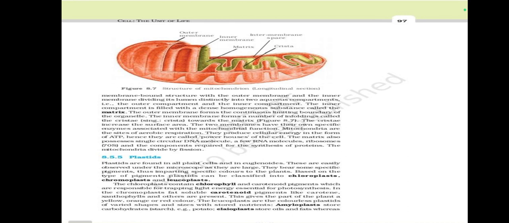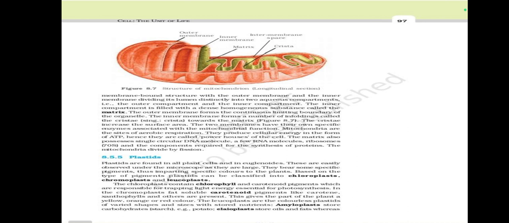The two membranes have their own specific enzymes associated with the mitochondrial function. Mitochondria are the sites of aerobic respiration. They produce cellular energy in the form of ATP. Hence, they are called powerhouses of the cell. The matrix also possesses a single circular DNA molecule, a few RNA molecules, 70S ribosomes, and the components required for the synthesis of proteins. The mitochondria divide by fission.